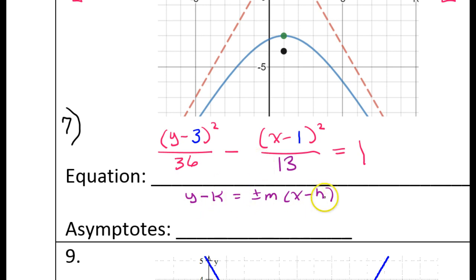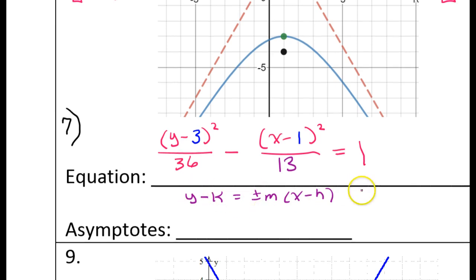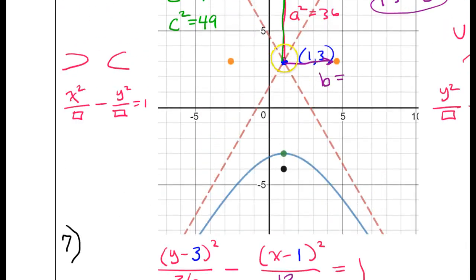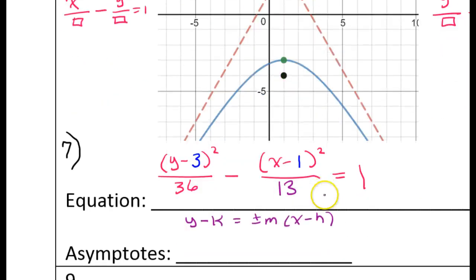This is just the point slope form of a linear equation, where m is the slope and the point, well, I'm using the center as my point. That's why I'm using h and k. But it could have been any point, but the center is the one point that's on both lines. So that's why I'm going to use it.